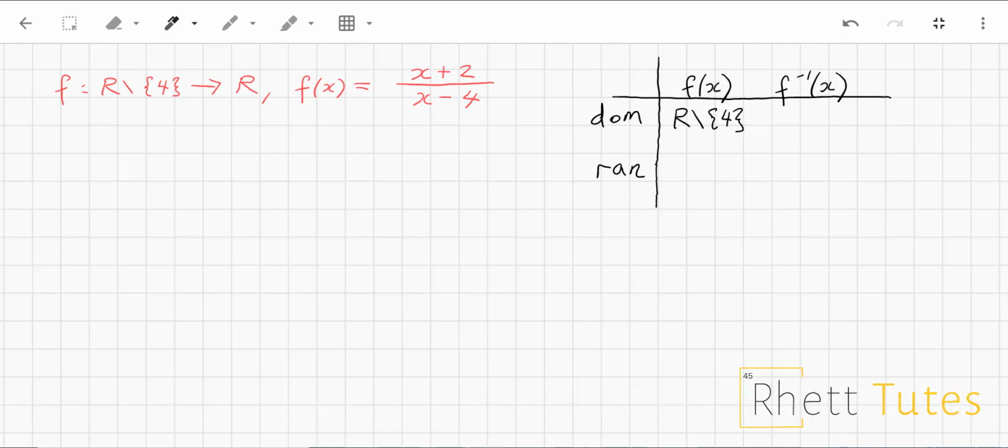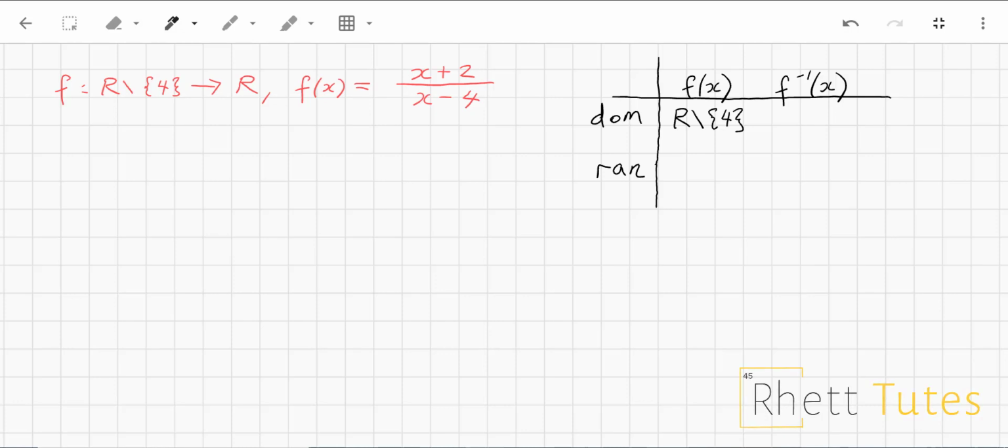Hey guys, Rhett here. The example I have for you today is the sketch of a graph and its inverse. So here we're presented with the function f such that all real numbers not including 4 maps to R. f of x is equal to (x plus 2) over (x minus 4).